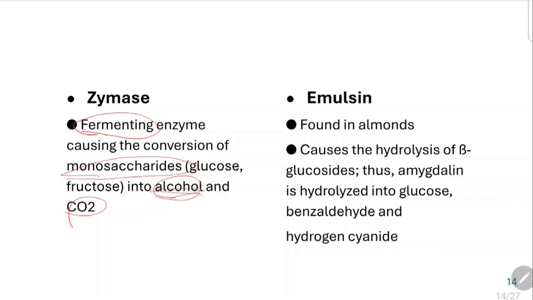That's why, no, our alcohols usually have a taste of sweetness because it is just fermented sugar. Emulsin, found in your almonds, causes the hydrolysis of beta glucosides, thus amygdalin is hydrolyzed into glucose, benzaldehyde, and hydrogen cyanide. So it emulsifies your sugars.